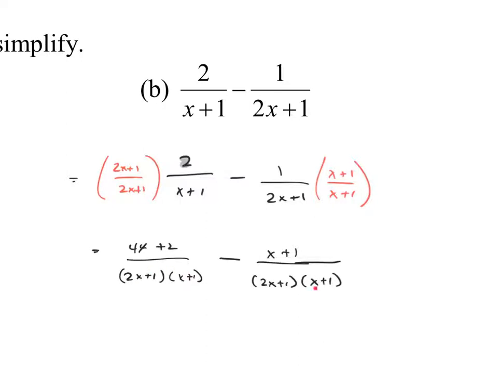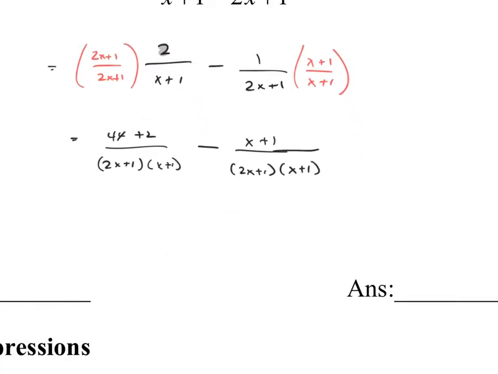Now my two denominators are the same, so I can subtract the numerators. I want you to be very, very careful on this step. This would be 4x plus 2 minus x plus 1. I want you to notice how I added parentheses around each one of those terms. So 4x plus 2 has parentheses. That's not really necessary, but what's absolutely necessary is the parentheses around that x plus 1. In bottom, we have the 2x plus 1, and we have the x plus 1.